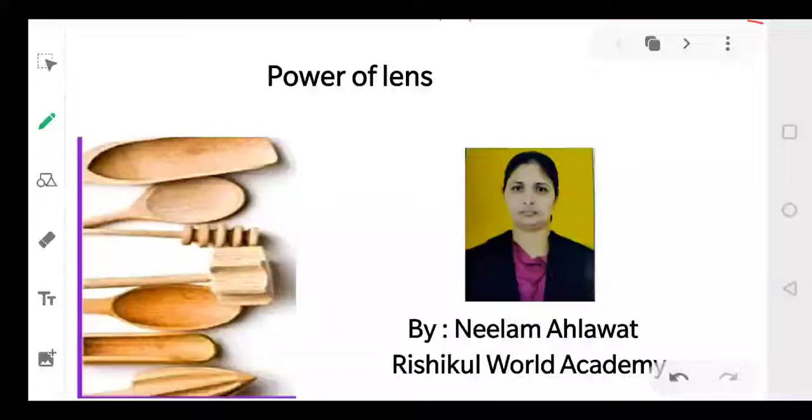We are left with only the last topic, that is power of lens. So we'll start with this topic, and we'll solve some numericals also, right? So keep your books and notebooks ready so that we can start. Shall we? Okay.